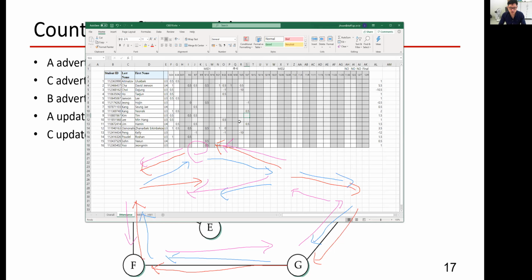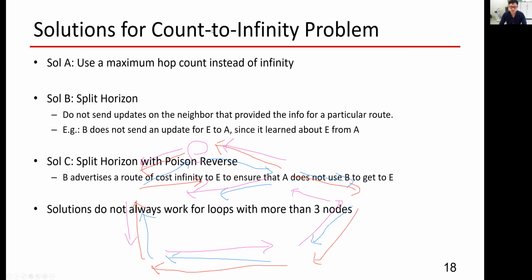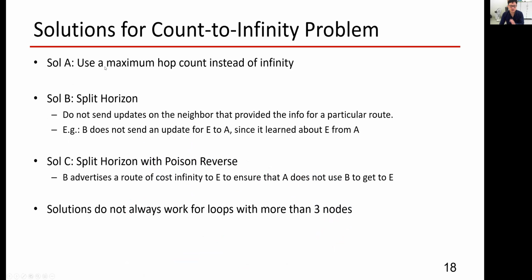Okay. So almost all solutions are already coming out. Let's see how people solve this. So solution A, use a maximum hop count instead of infinity. Maximum hop: if it comes to multiple hops, then I can discard it. That's what Seungjae was talking about, right? And solution B is split horizon.